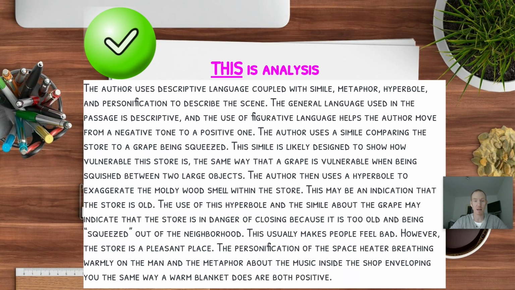The author then uses a hyperbole to exaggerate the moldy wood smell within the store. This may be an indication that the store is old. The use of this hyperbole and the simile about the grape may indicate that the store is in danger of closing because it is too old and being squeezed out of the neighborhood. This usually makes people feel bad. However, the store is a pleasant place. The personification of the space heater breathing warmly on the man and the metaphor about the music inside the shop enveloping you the same way a warm blanket does are both positive.